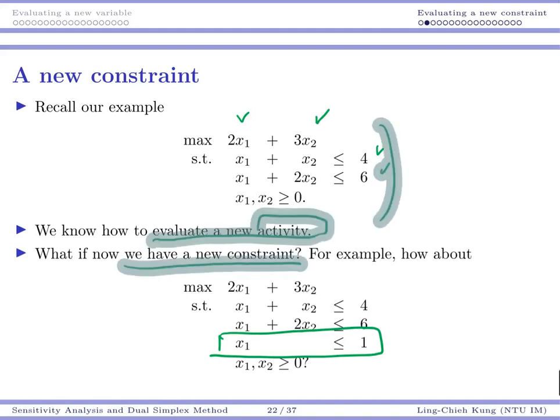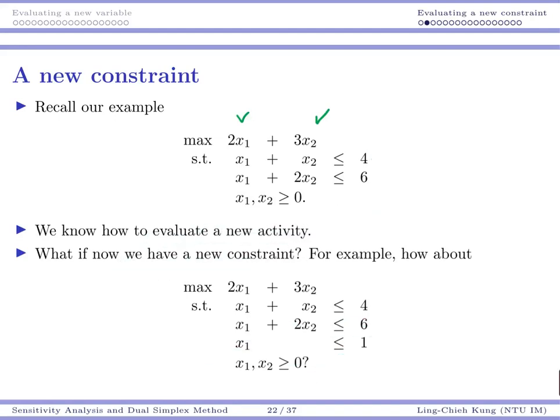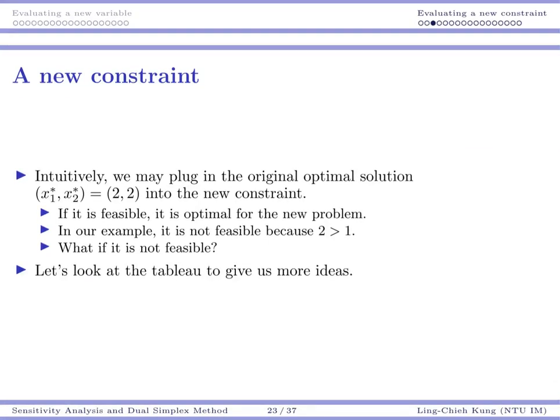So it's always possible that our activities are still there. We just have two options, two products to produce, but we are subject to new constraints. We need to somehow have a way to deal with this kind of situation. So the way is the following. Intuitively, we should at least try this. Originally, we have our optimal solution, right? Which is x1 and x2, that should be 2 and 2.